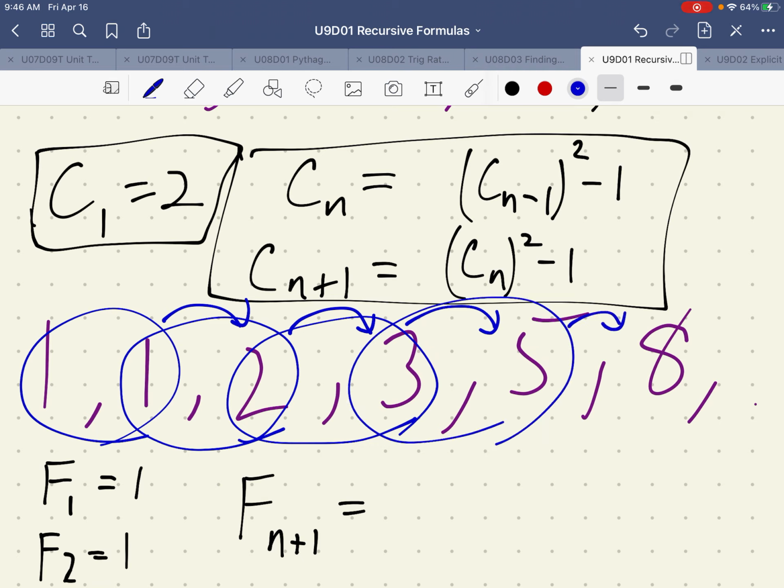So the rule for this sequence is to find the next term, I have to take the current term. So in order to find the 4th term, I need to look at the 3rd term and add it with the 2nd term, which is the previous term. And that's pretty much everything we need to discuss in reference to recursive sequences.